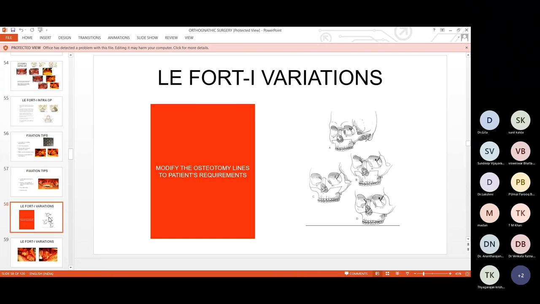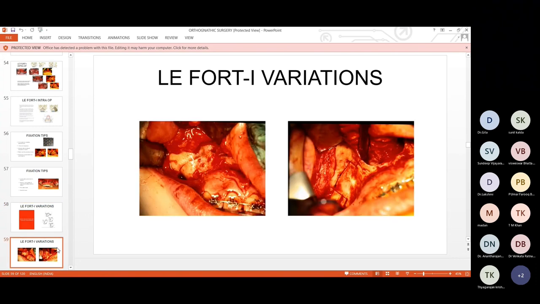So these are some of the variations which are there. You can see that it is called the quadrilateral type of flap. It is a standard type. And then sometimes it is an inverted one here, leaving the zygomatic body there. And here it is like a gullwing shape wherein it enters into the body of the zygoma. So these are some of the Le Fort 1 variations.